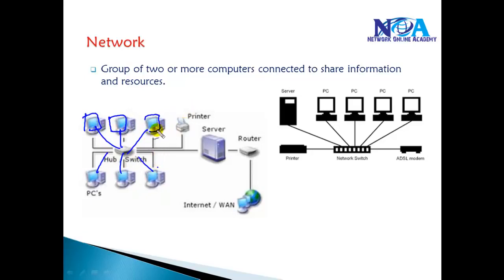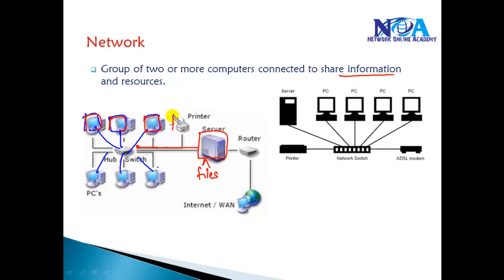Now information means, maybe you have a server connected in the LAN or in the network where all the files, or the web files, or some information is stored on the centralized server. And we want to ensure that all the users connected in the LAN should be able to access the files which are present on the server. So that's what we call information or resources.